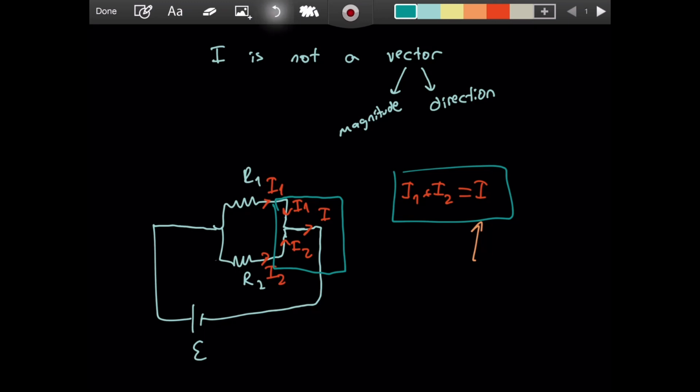Anyways, I hope this video convinces you that current should not be a vector, it is a scalar, for a reason, because when we do vector addition with it, it gives results that don't make sense.